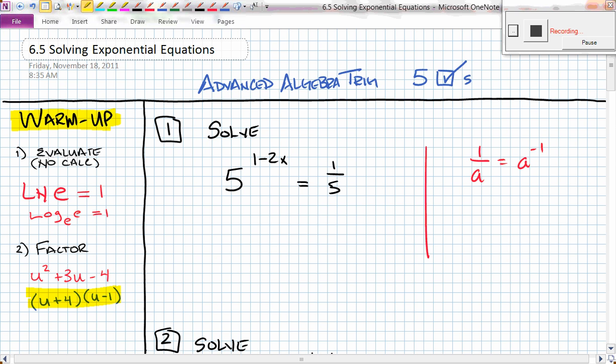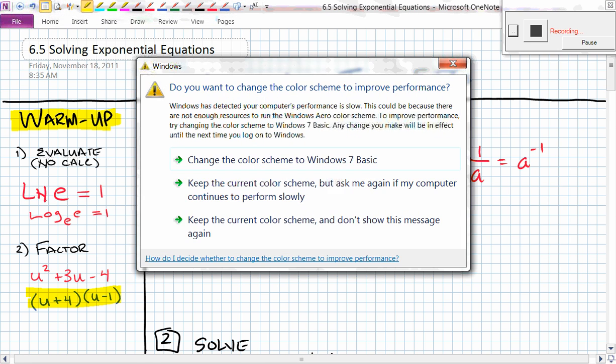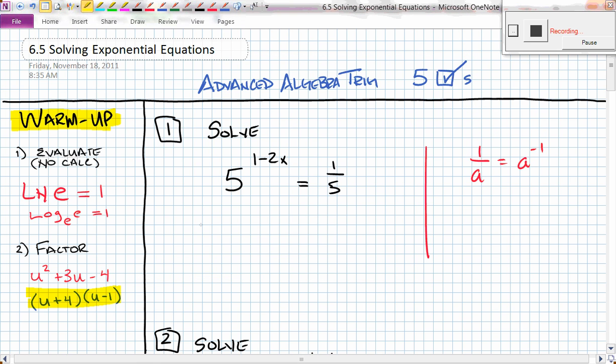Anybody see it? Yeah, exactly. So I could have 5 to the 1 minus 2x is equal to 5 to the negative first power, right? You could also go the other way too. Yes, you could. Absolutely. So check it out. Now, are these bases the same? If the bases are the same, then we are allowed to equate the exponents by the most amazing fact ever.